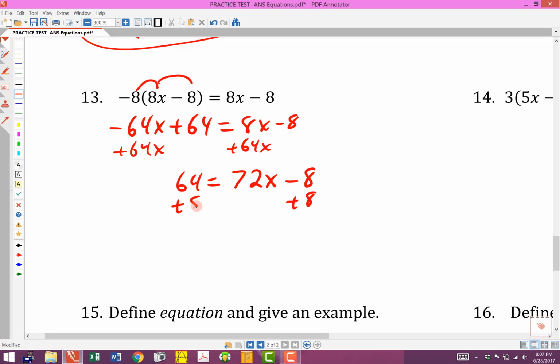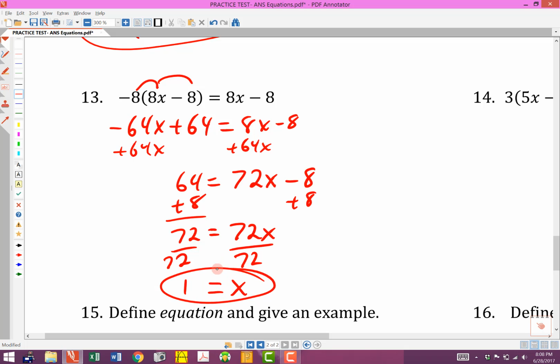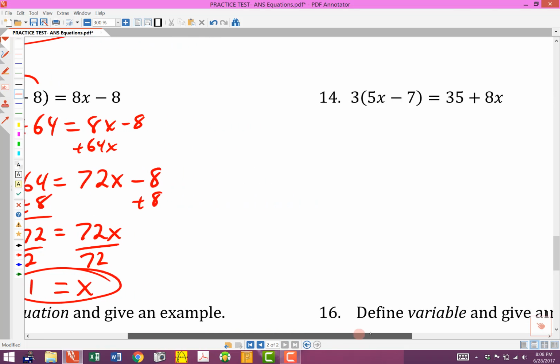Let's keep solving this. We're going to undo subtracting 8 by adding 8. So that's going to be 72 here and 72x, and lo and behold, this is going to work out very nicely because those are going to cancel and we're going to end up with a 1 right here. Okay, so we're in good shape there.